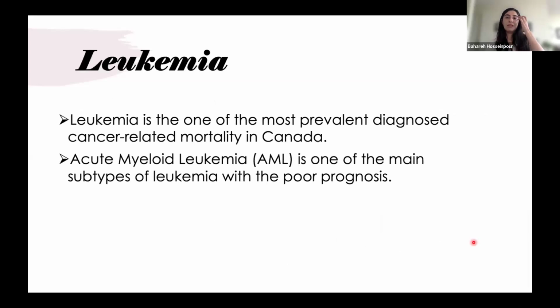Leukemia is one of the most prevalent diagnosed cancer-related mortality in Canada, and acute myeloid leukemia is one of the main subtypes of leukemia with a poor prognosis. It's a type of leukemia that we can find in adults and children.